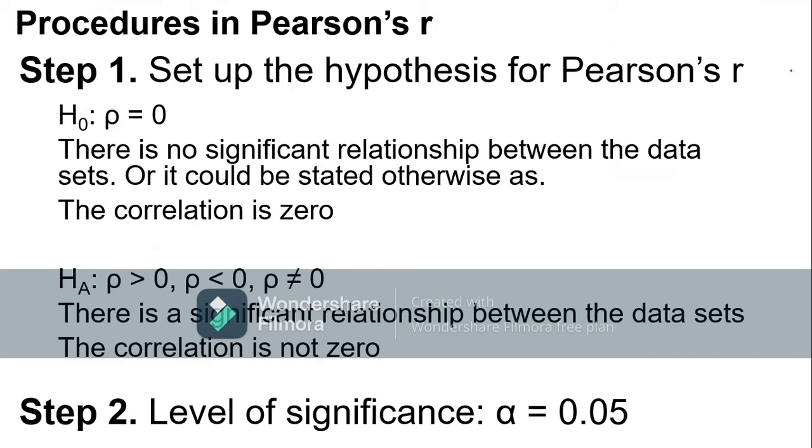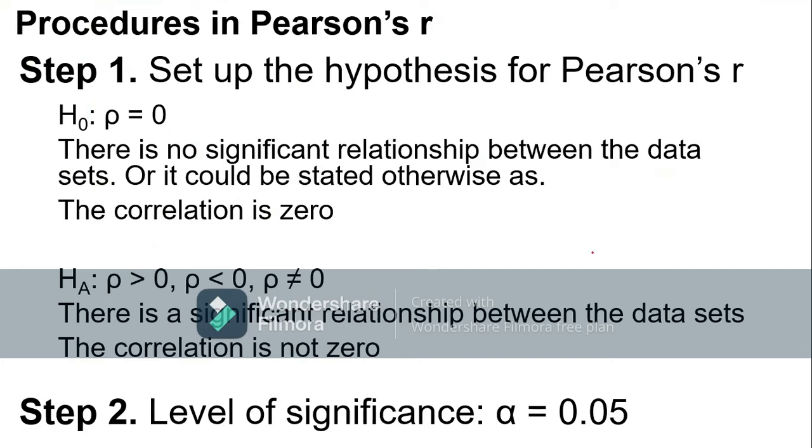Our null hypothesis is that there is no significant relationship between the data sets, or it could be stated otherwise as the correlation is 0. The alternative hypothesis is that the correlation is not 0, or there is a significant relationship.